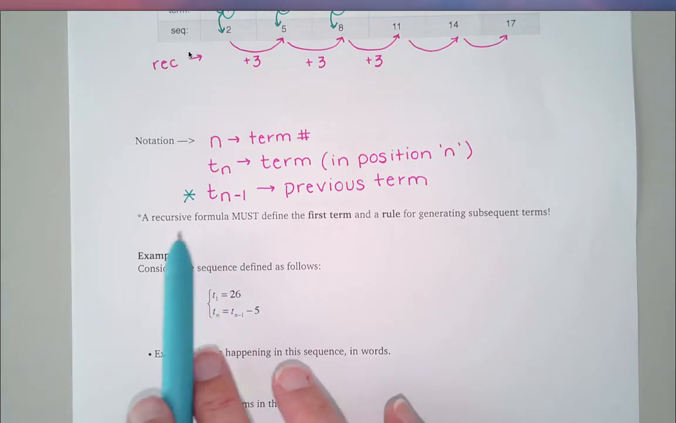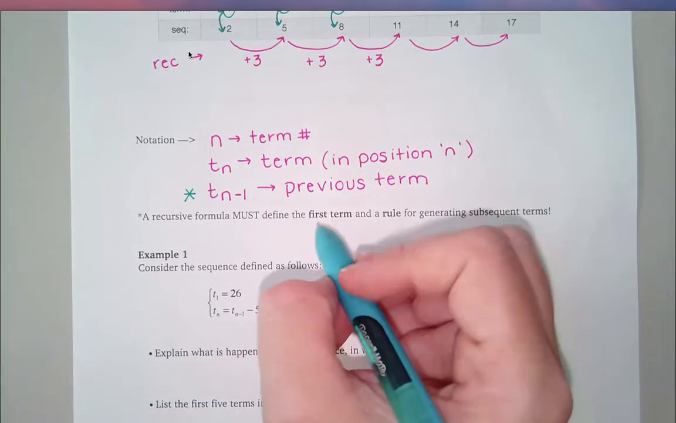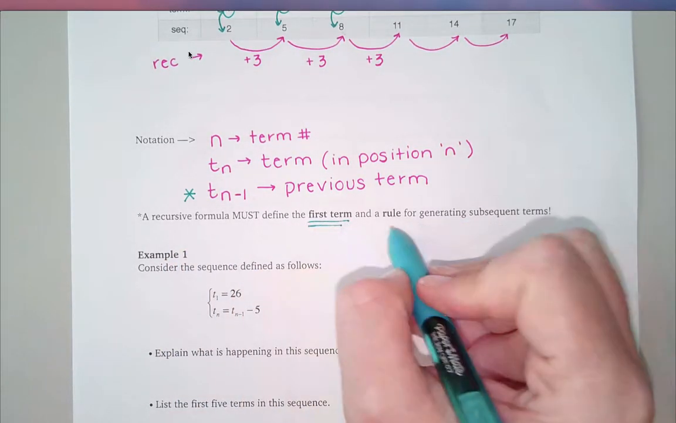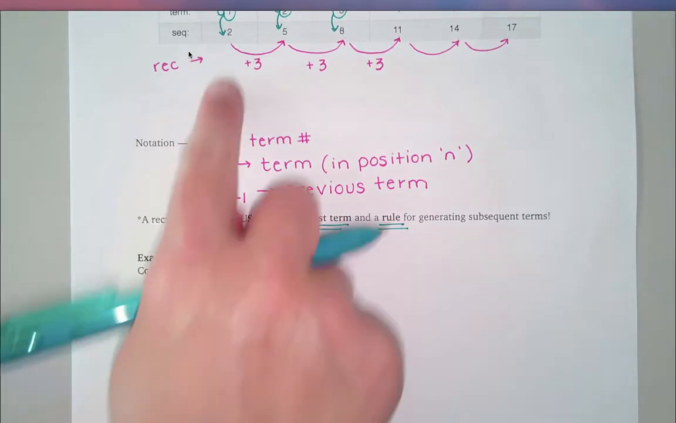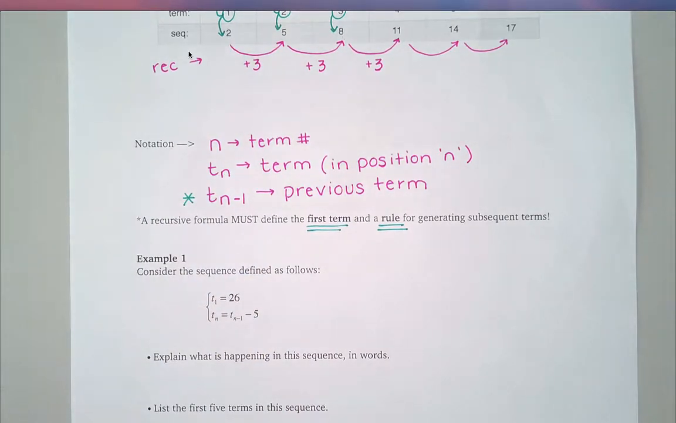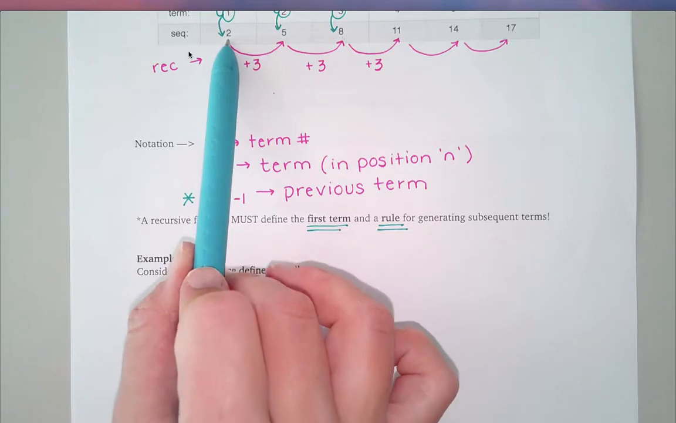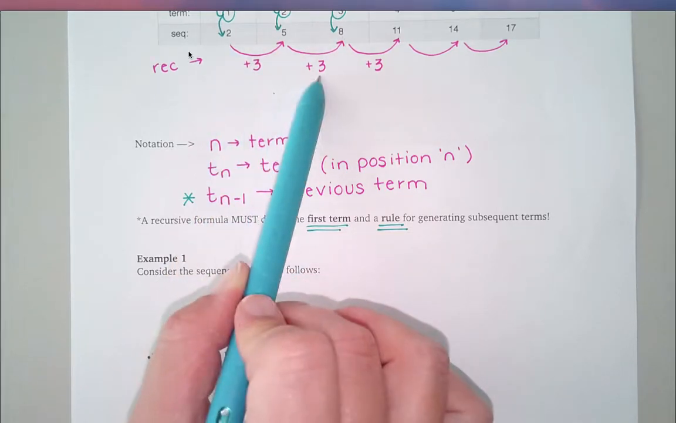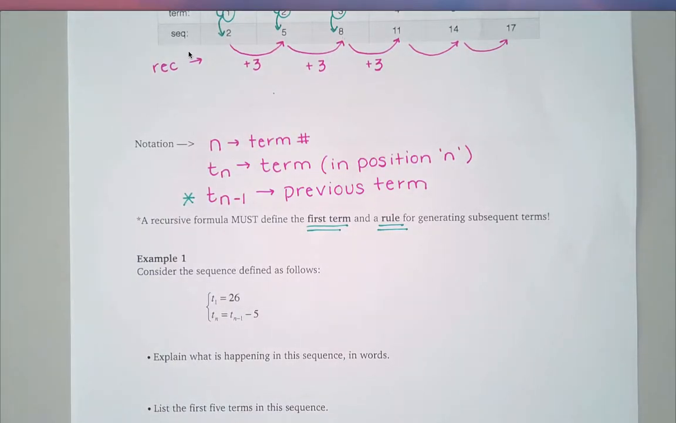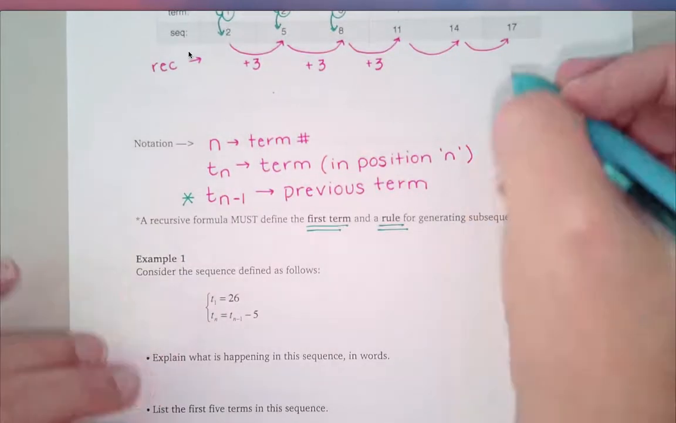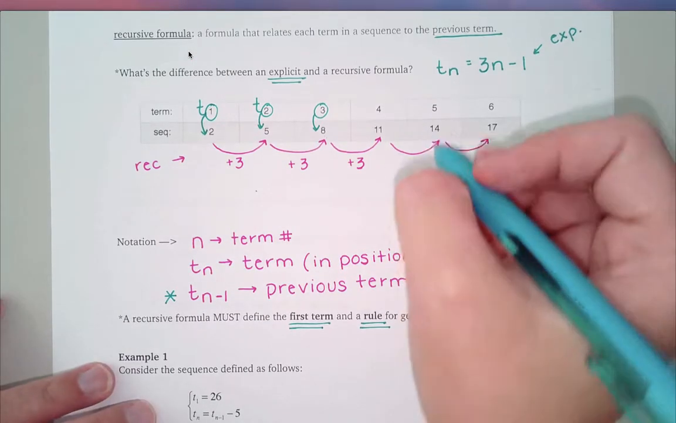So the notation for these recursive formulas can bog you down a little bit, and you're going to see it in just a minute, but there's 2 pieces to it. You have to give the first term, and then you have to give a rule for generating the rest of the sequence. So if you think back to this sequence we did up here, if I were to describe this to you, I would say something like, well, we're going to start at 2, and then we're going to keep adding 3 over and over again. Those are the 2 elements you need to describe a recursive formula. In the correct recursive notation, this is what this would look like.